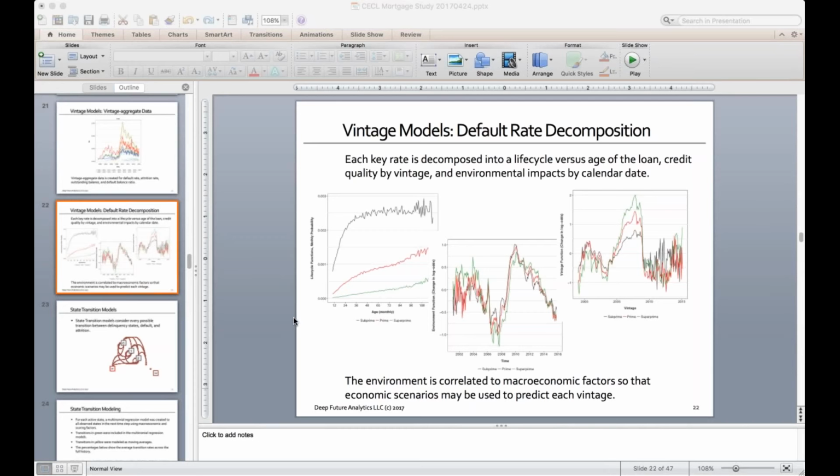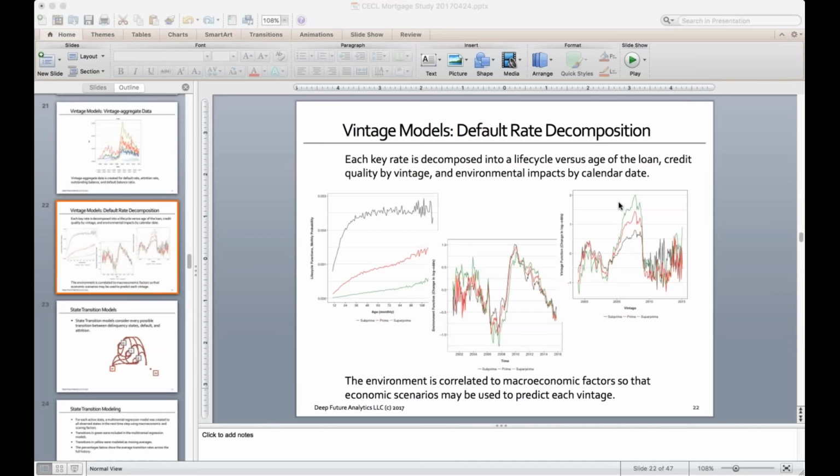So for modeling under CECL in a vintage model, we would take this environment function, take these 3 time series, and model them with economic data. We don't model the life cycle or the vintage with economic data, we just use them as given.